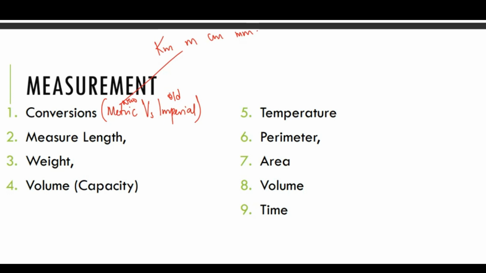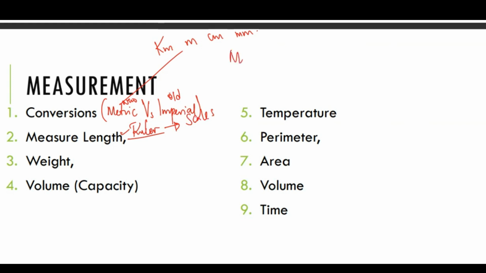Yes, then we shall look at measurements. You measure the length using instruments such as rulers. Remember, this one here, usually you apply it when you use the scales. You understand?